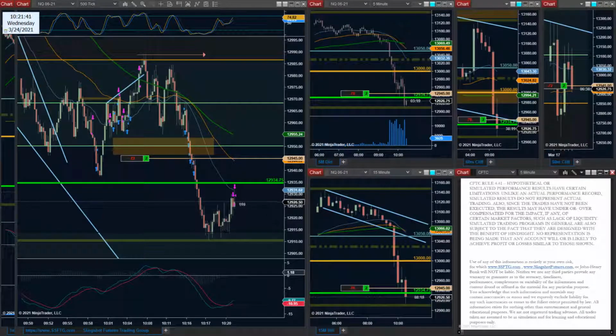I'm going to reduce a little bit more here while the market's a little bit further up, and this will make it significantly easier to manage the position as well.